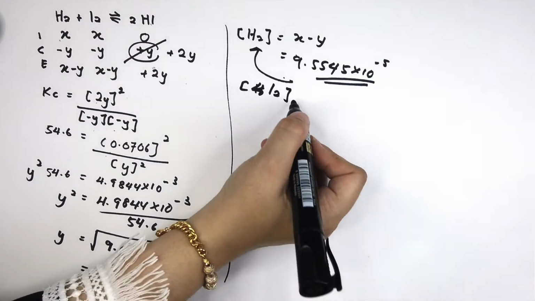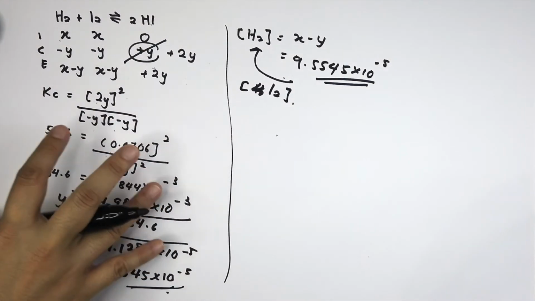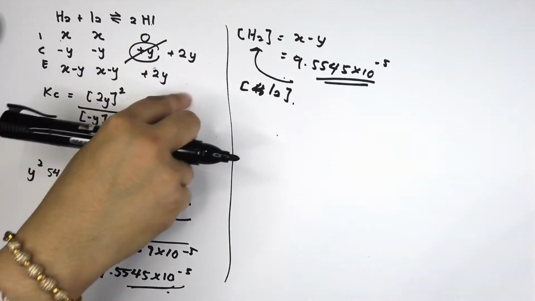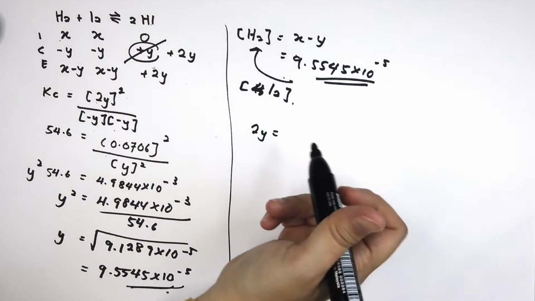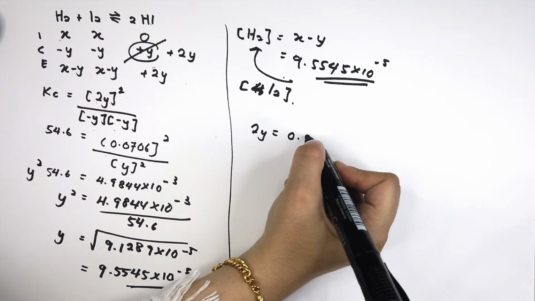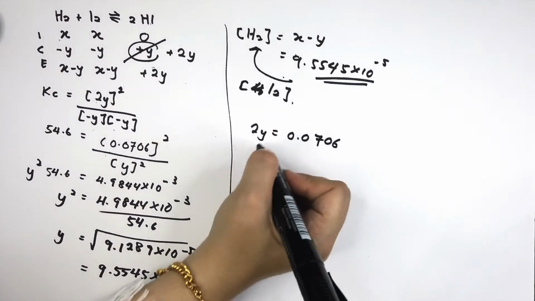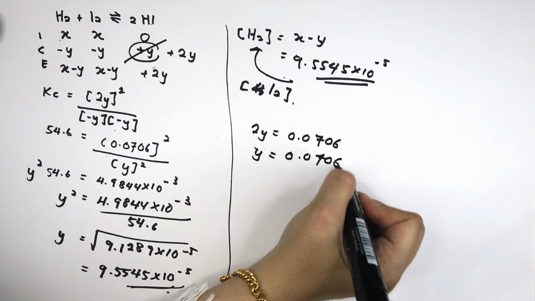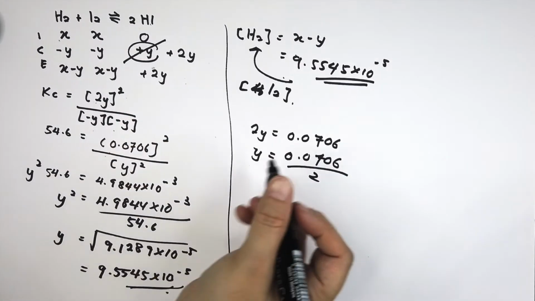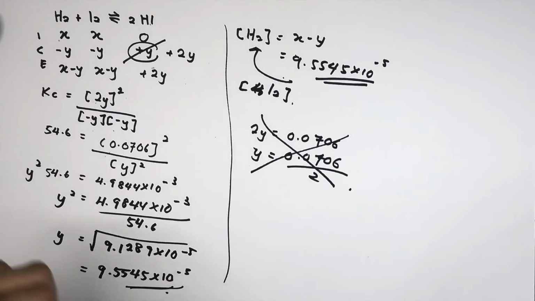Please do not get confused. You already know the value of 2Y is equivalent to 0.0706, but please do not assume that you can just find the value of Y by doing this. You shall not get the same answer. This is absolutely wrong.